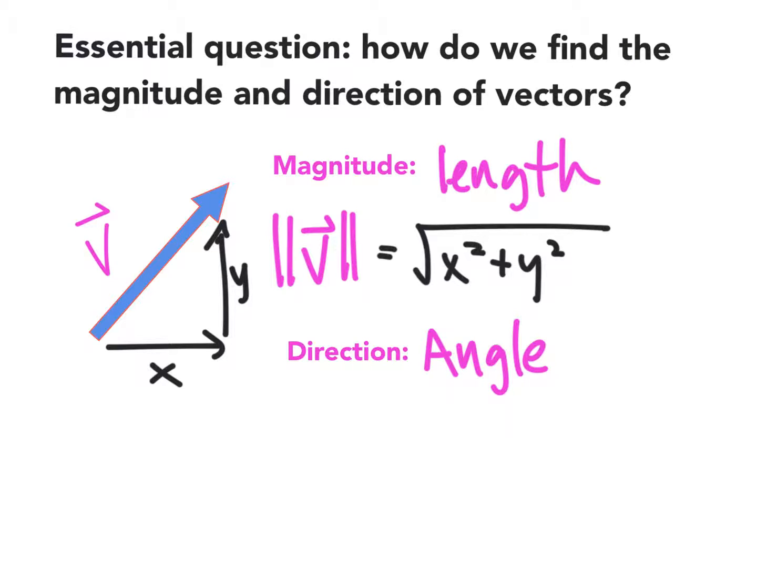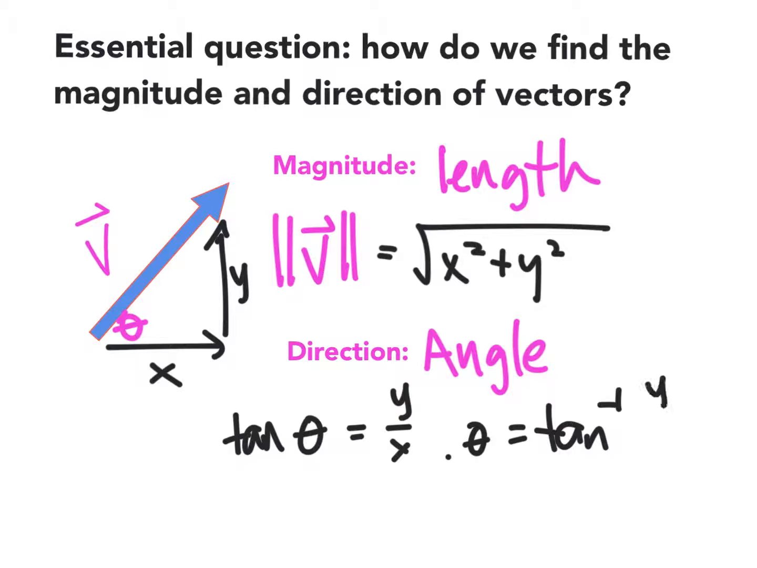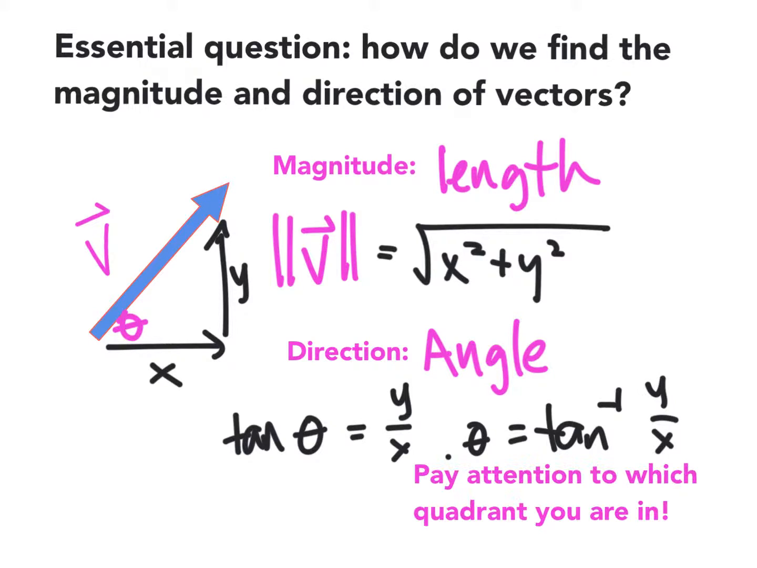The direction of a vector is its angle. So this angle right here, and the way that we find that angle is we say that the tangent of this theta is equal to y over x. So theta is equal to the inverse tan of y over x. Now it's very important to pay attention to which quadrant you're in because theta should make sense for that quadrant. And we'll see some examples like that.